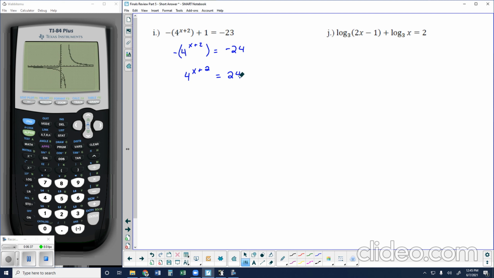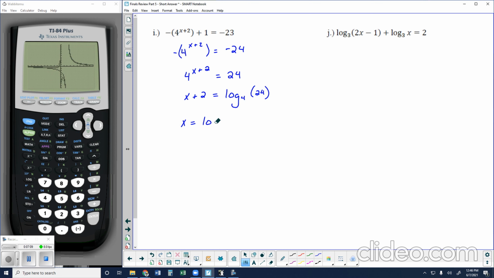Now there are multiple ways to do this. If 24 were a power of 4, it'd be a quick change of base for 24, and then we could solve for the exponent. However, it's not, so I'm going to use the inverse of an exponential with base 4, which is a logarithm of base 4. If I take a logarithm of base 4 of both sides, on the left side I would be left with just x plus 2. On the right side, I would now have log base 4 of 24.